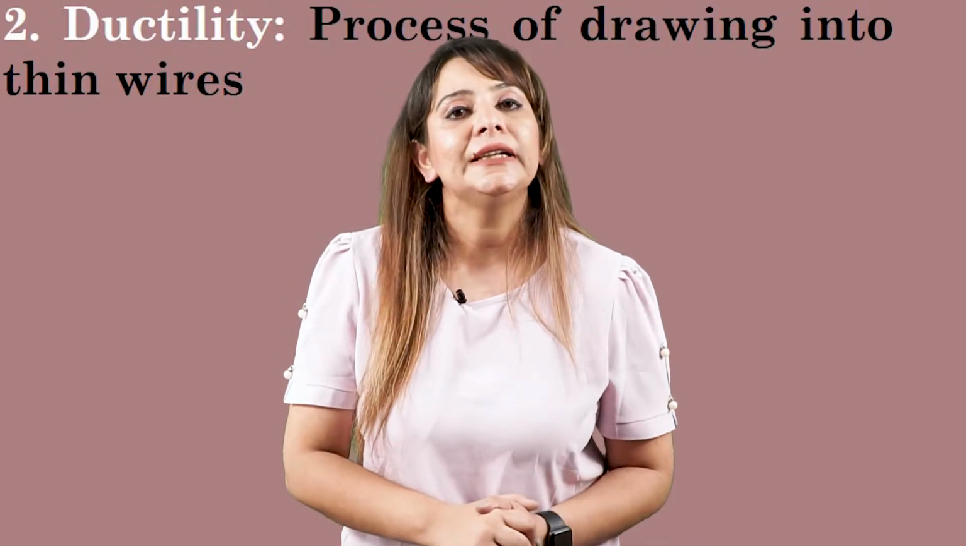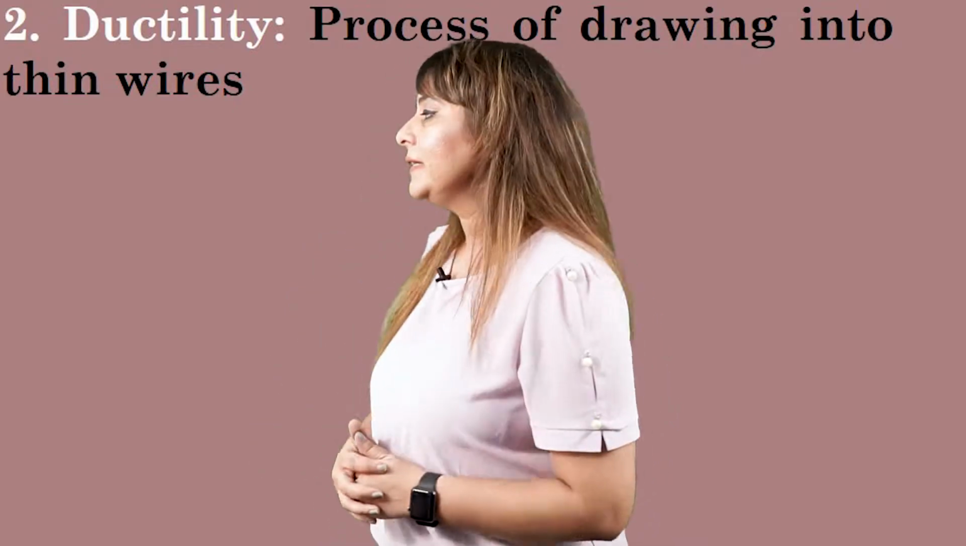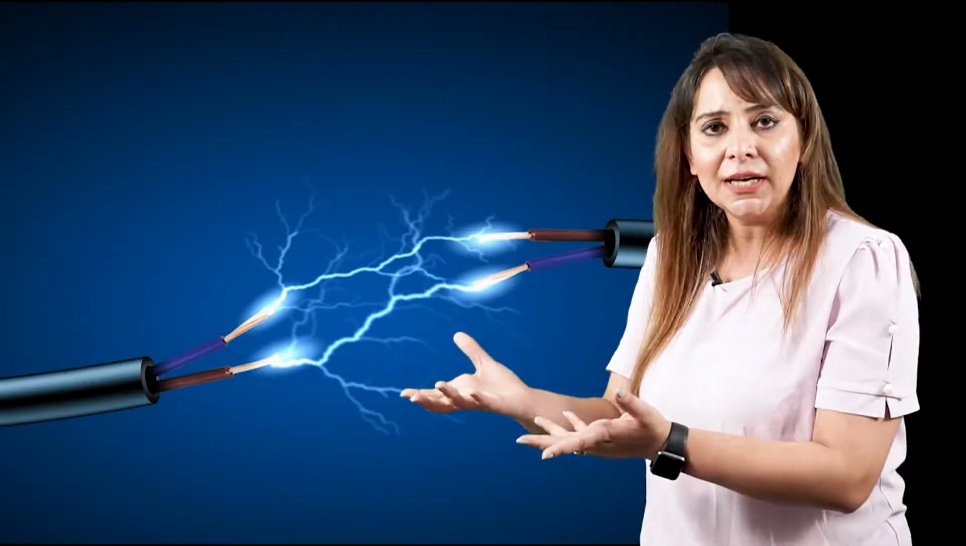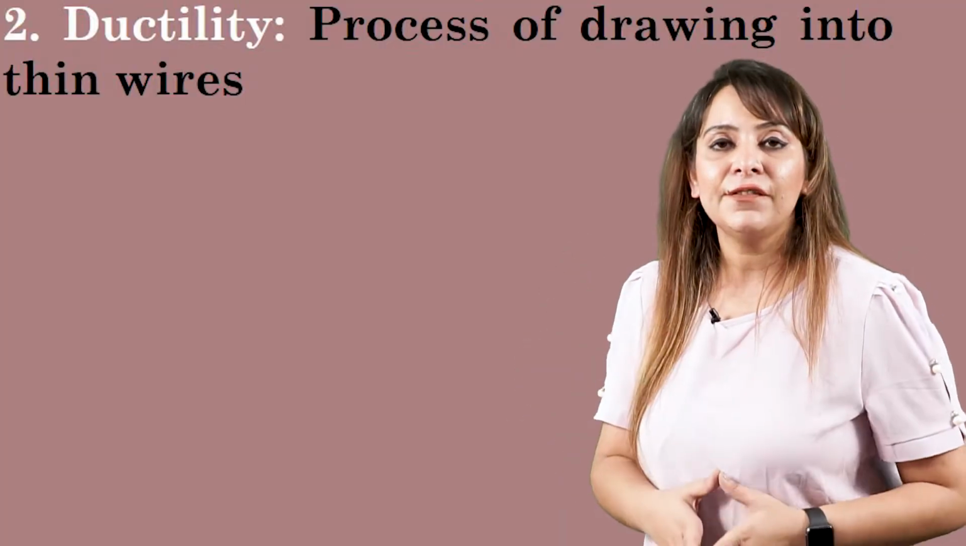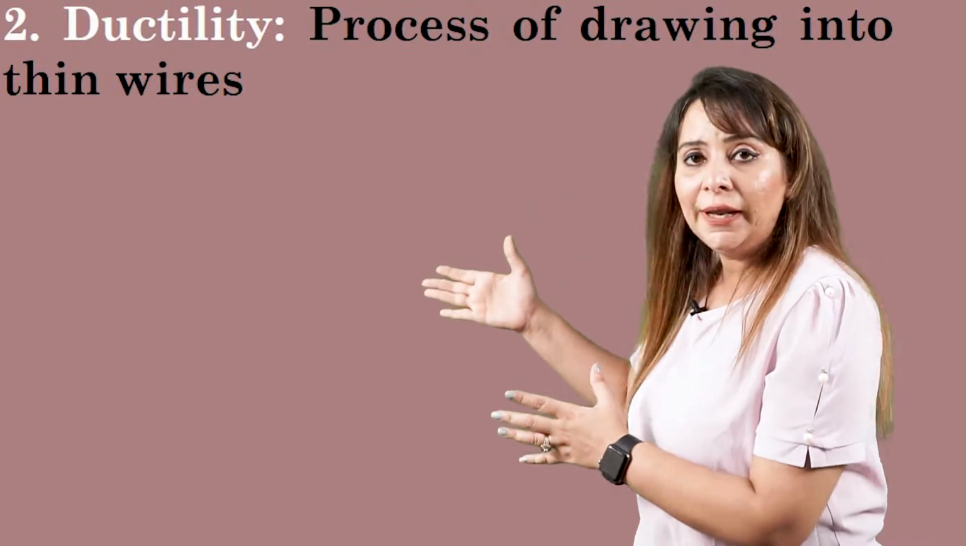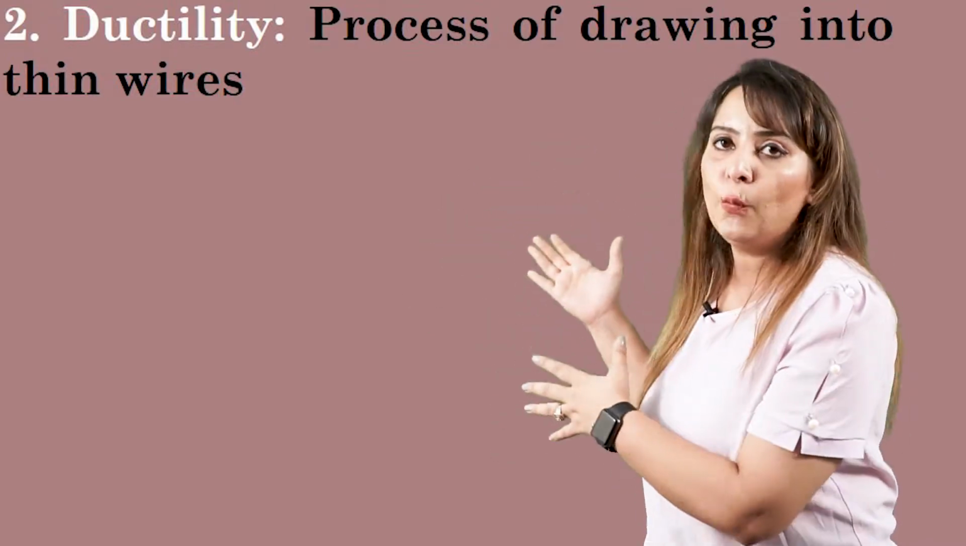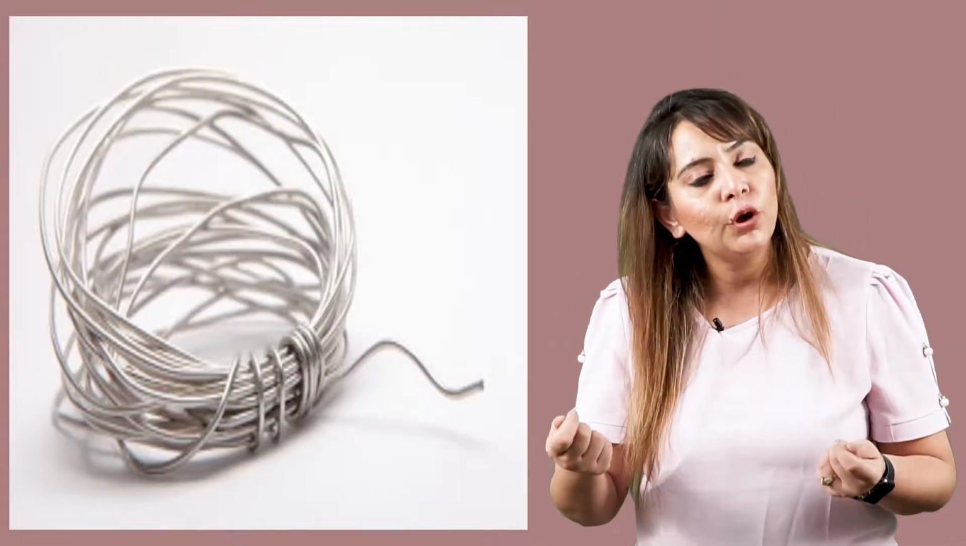What do we mean by ductility? You must have noticed, when you make use of any electrical device, we have wires attached to it, which carry the current. The wire present inside it is the copper wire, and we know that copper is a metal. So ductility refers to the process of drawing a substance into thin wires. We can make wire from silver also, we can make wire from gold also, right? And copper wire I already told you.